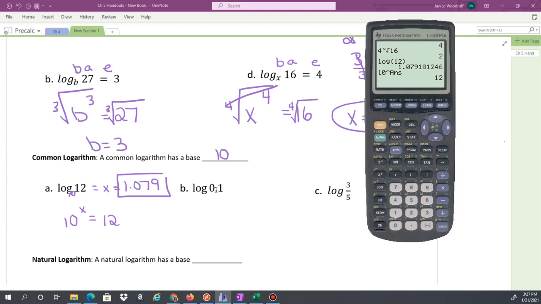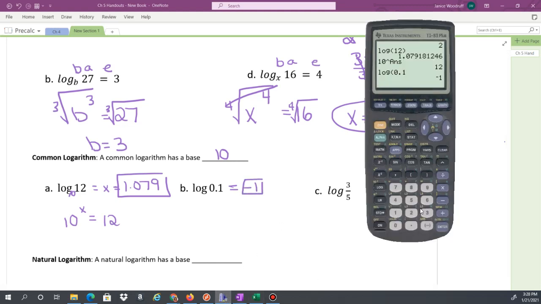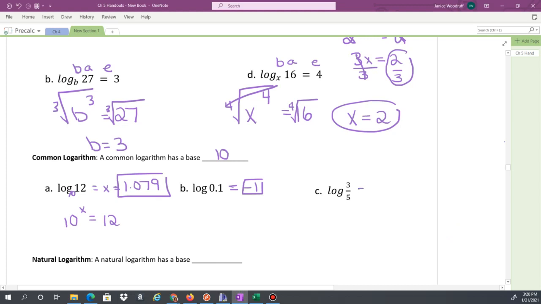So by that measure, we can do B, which would be log 0.1. That's -1. And log of 3/5 would give me -0.222. Now if the logarithm button in your calculator automatically prompts you to put a base in, and there isn't one, like in these problems, then you would just put a 10 for your base.